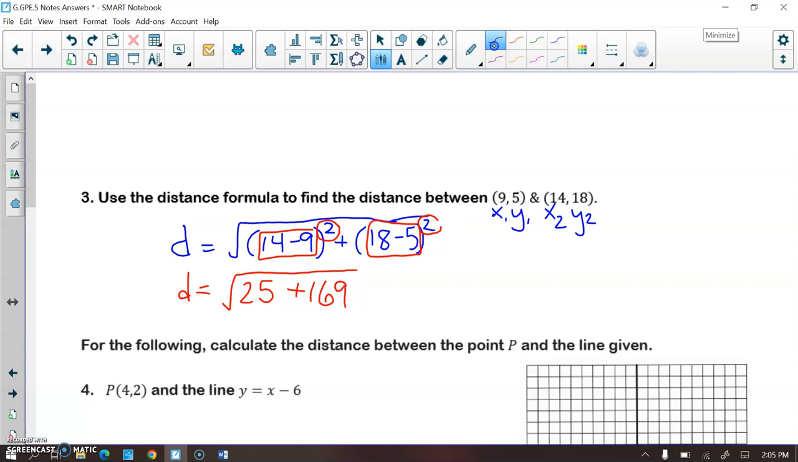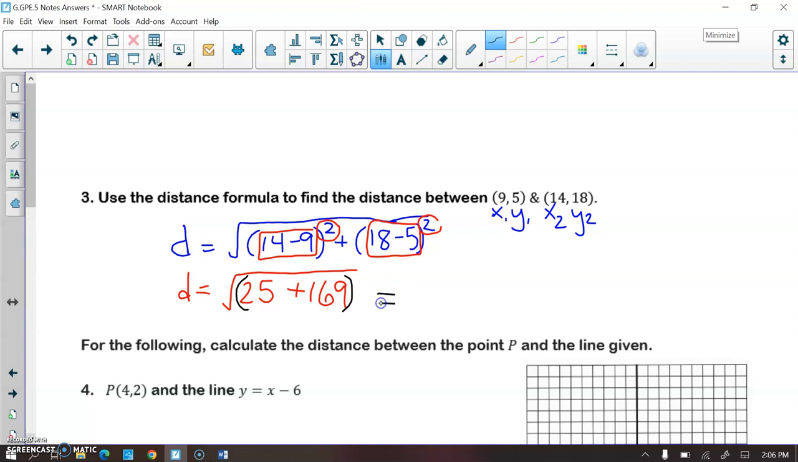Now students are always tempted at this point to do the square root of 25 and the square root of 169, and then add the two numbers together to get a distance of 18. However, that's not the correct way to do it, because technically, if we follow the order of operations, there's technically parentheses around this 25 plus 169 that we would need to simplify before we do the square root.